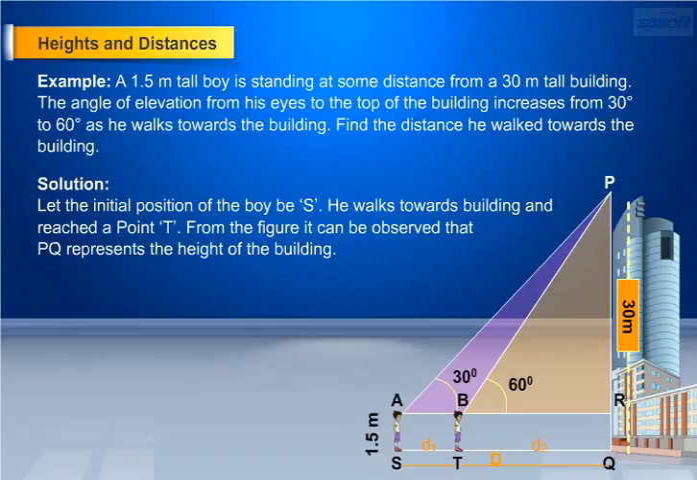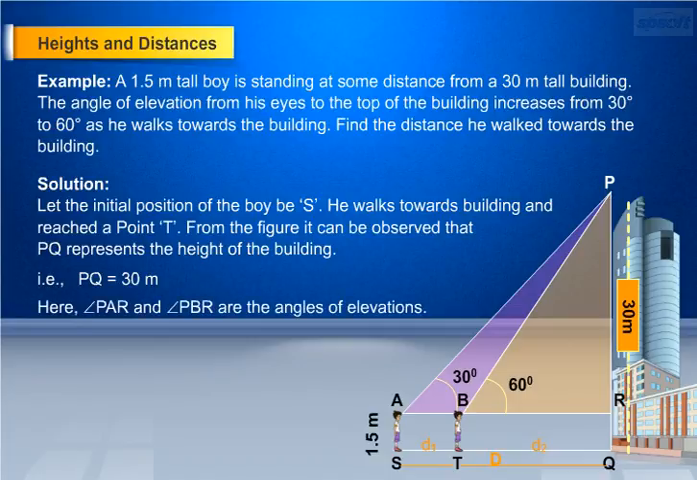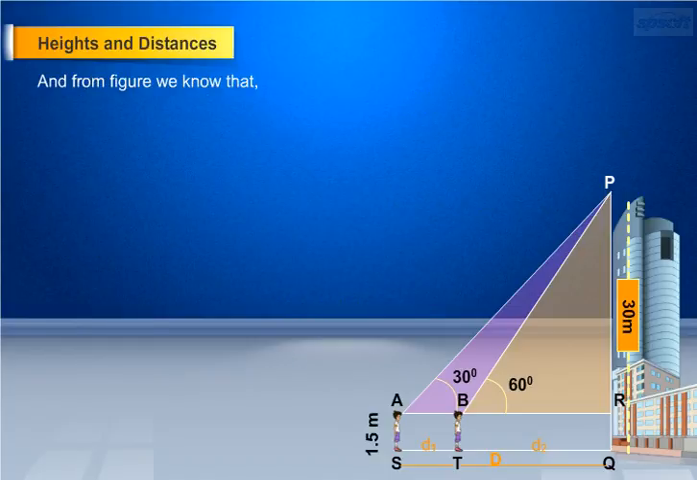Solution. Let the initial position of the boy be S. He walks towards the building and reaches a point T. From the figure, it can be observed that PQ represents the height of the building. That is, PQ equals 30 meters. Here, angle PAR and angle PBR are the angles of elevation. And from the figure, we know that AS equals BT equals RQ equals 1.5 meters.